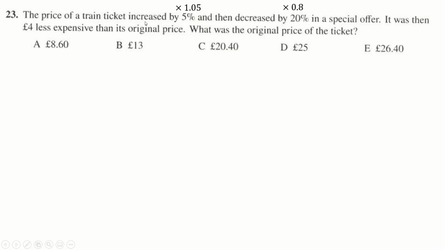But okay, so we take a train ticket, which is called X. We increase by 1.05, so times by 1.05, and then we times by 0.8 to decrease by 20. And that equals 4 less than the original price, so X minus 4. And we just need to solve this equation.